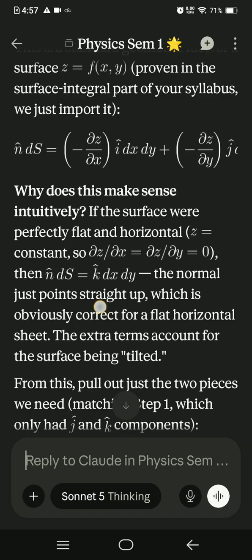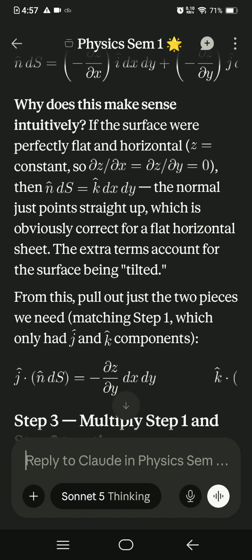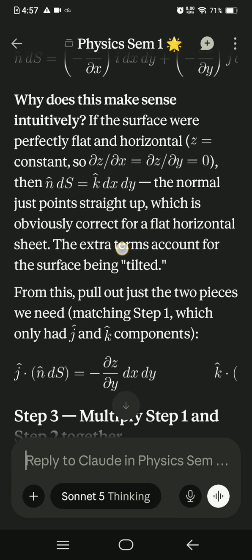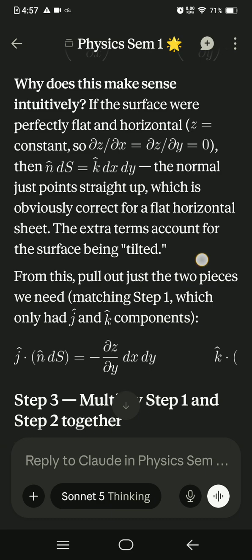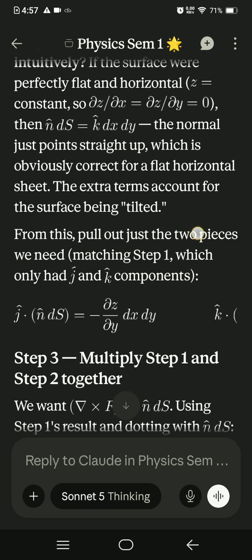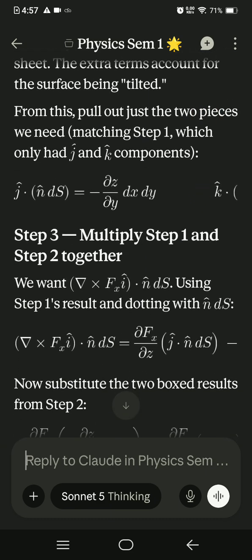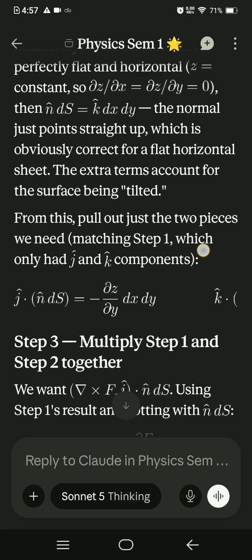The normal just points straight up, which is obviously correct for a flat horizontal sheet. The extra terms account for the surface being tilted. From this, pull out just... I don't know how this means the point is going to be straight up. k is straight up, but what do you mean by dS dy?